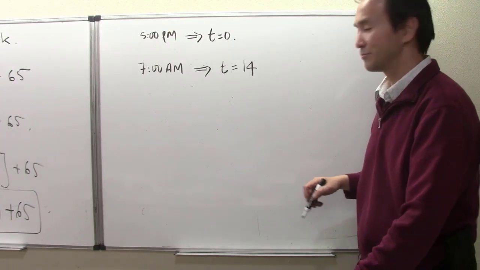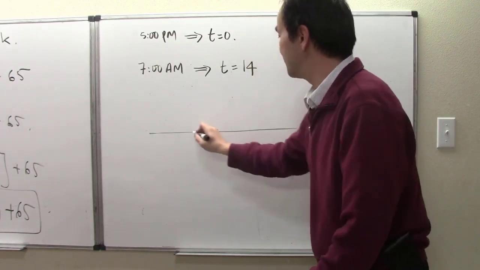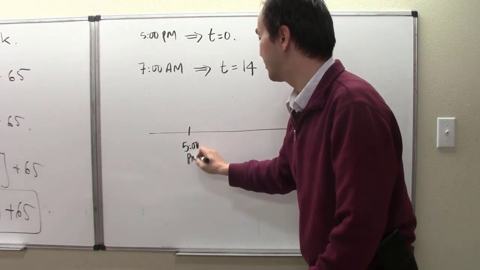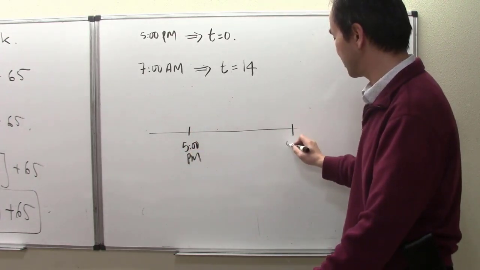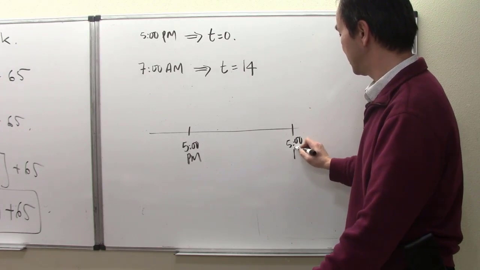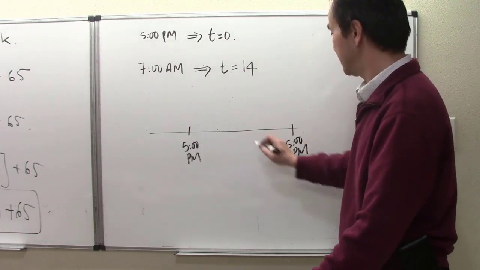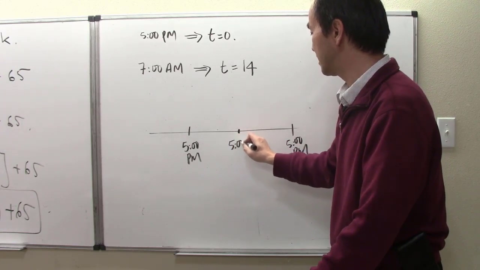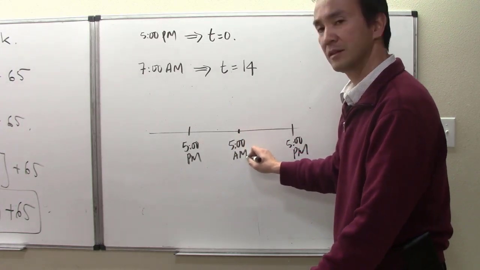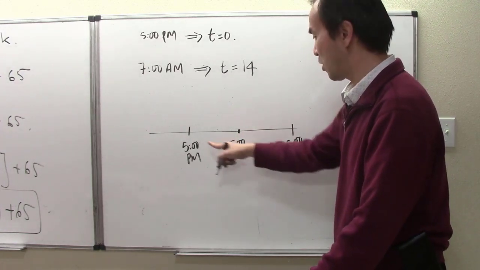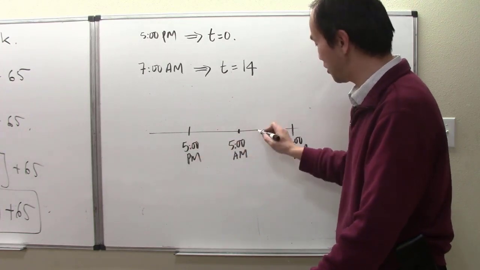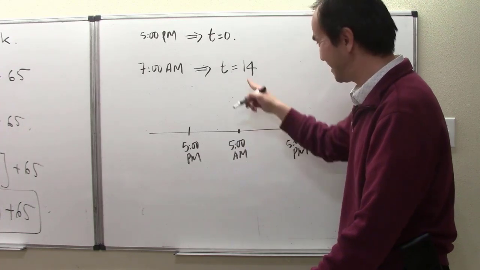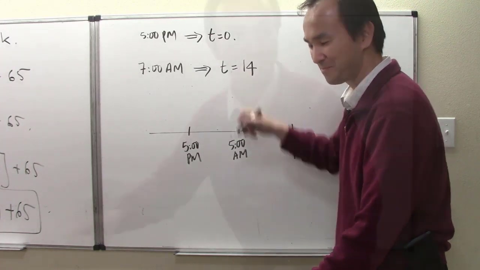Okay, because 5 p.m. of some day is here. Another 24 hours, another 5 p.m. of the next day. Halfway, 12 hours away, we're looking at 5 a.m. Exactly halfway through the day, 12 hours away from that starting point. And so 7 a.m. has to be another additional 2 hours away from that. That's how I come up with t equals 14.